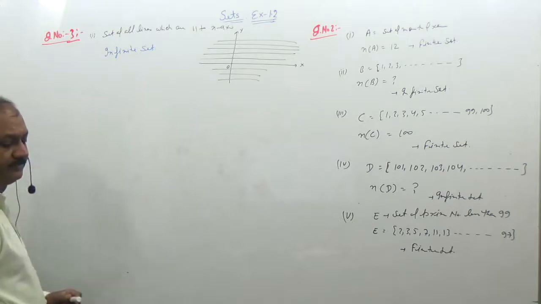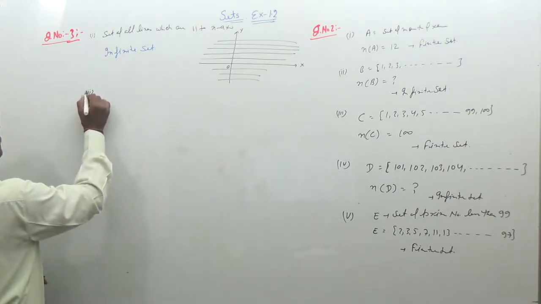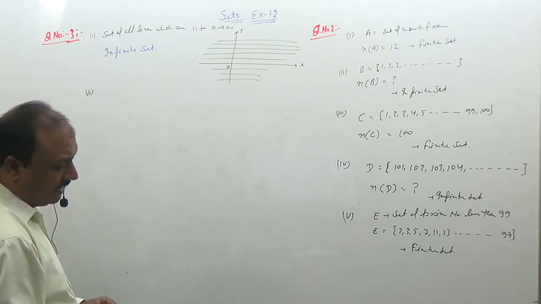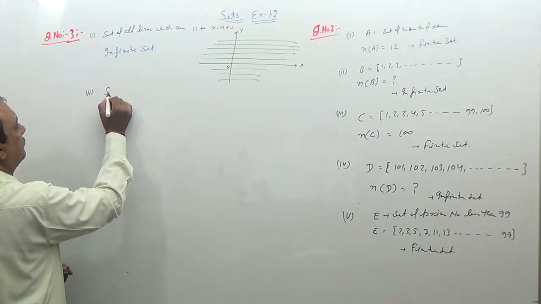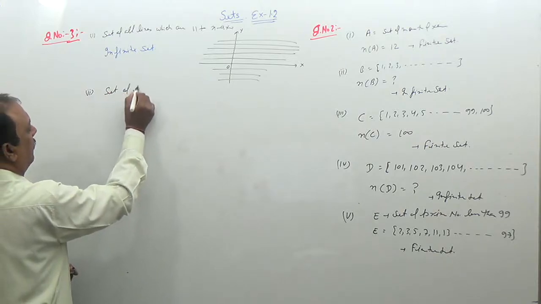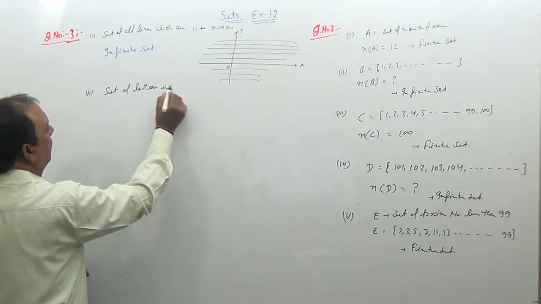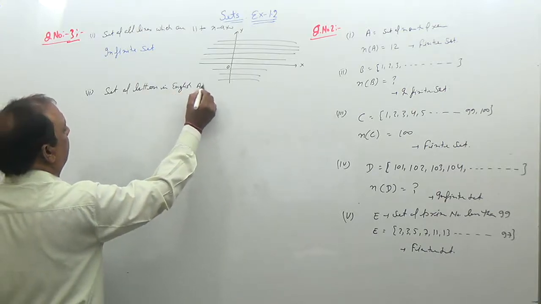Infinite set. Second is the set of all letters in the English alphabet.